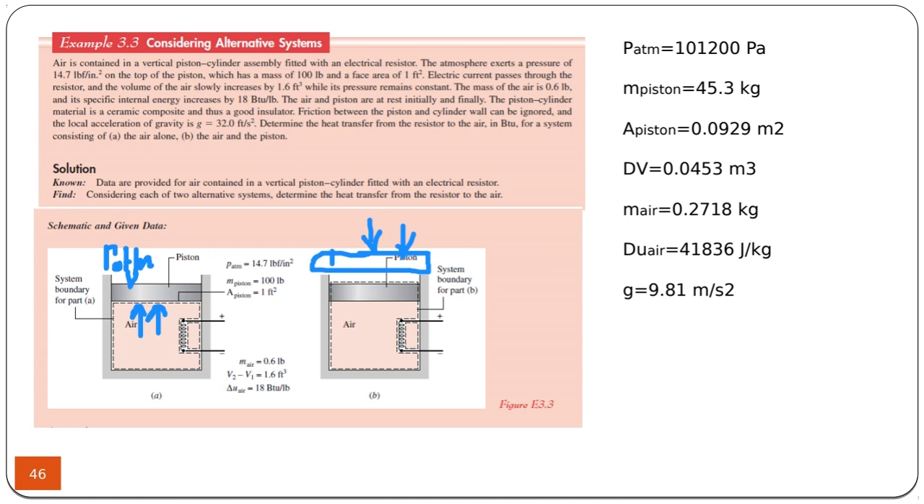It's this much. The mass of the air is given to you. And the internal energy change of the air during this process is also given to you, and you need to have the gravitational acceleration. You need to understand that the pressure inside the air is partly because of the piston weight, because it applies a pressure on the gas, and this plus the gas pressure must be equal to atmospheric pressure because there is equilibrium.